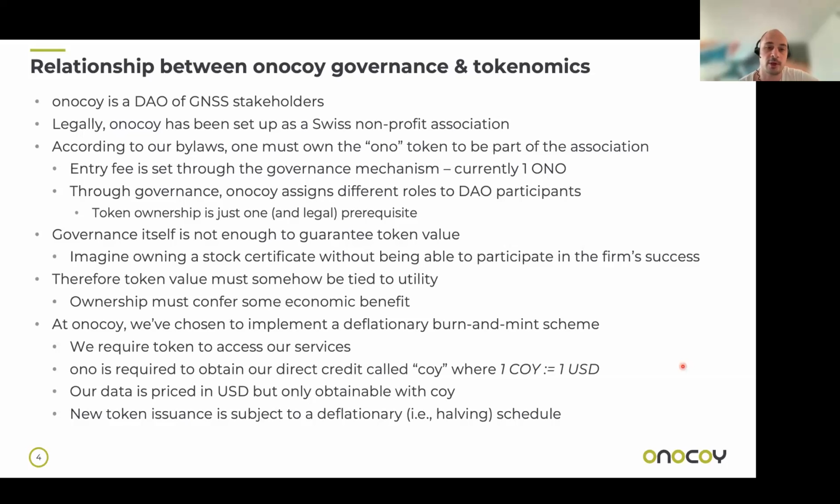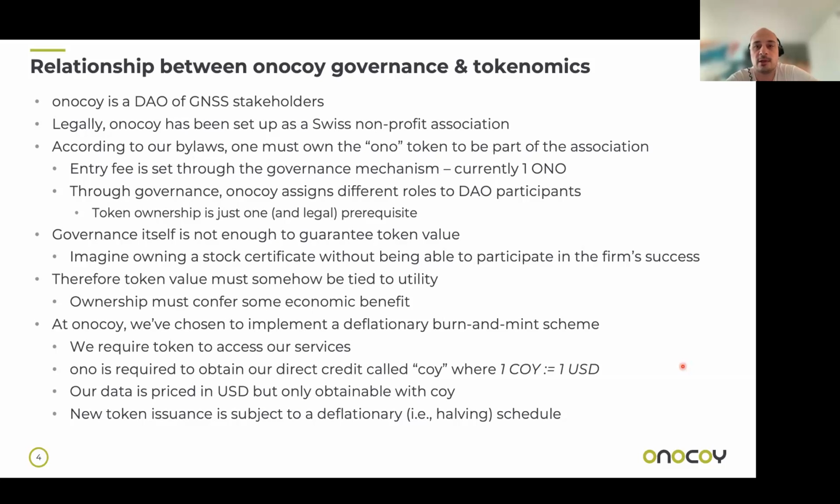So again, trying to link what we do with tokenomics. Onocoy is really, in our language of us tokenomicists, a DAO of GNSS stakeholders. And legally, we've been set up as a Swiss nonprofit association. According to our bylaws, one must own the Ono token to be part of this association. This entry fee is set through a governance mechanism. Currently, it's just one Ono that you need to own.